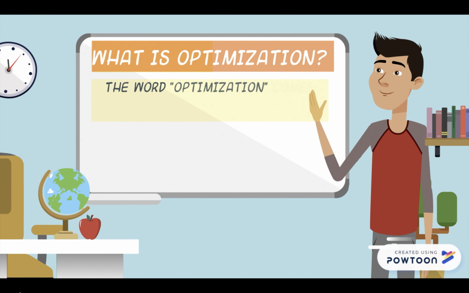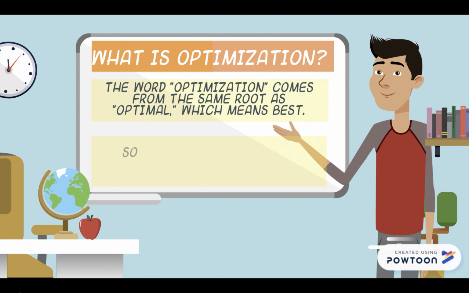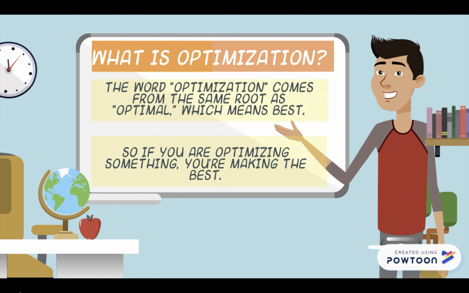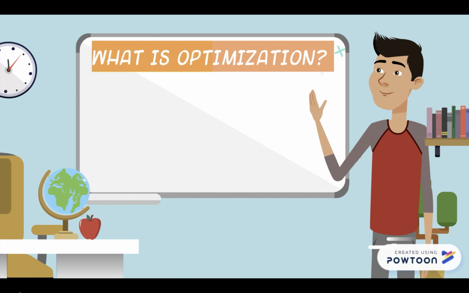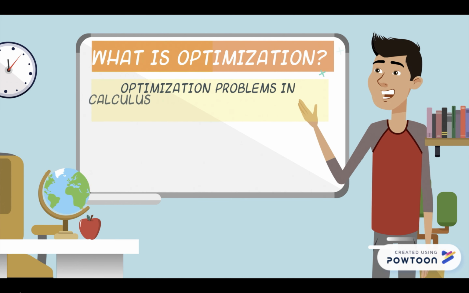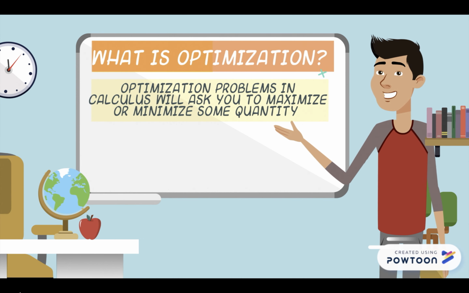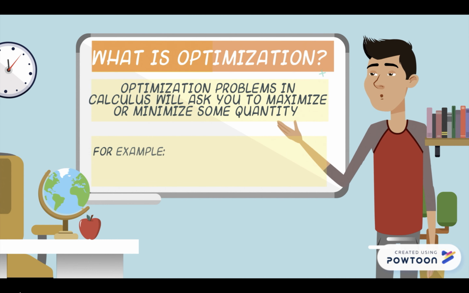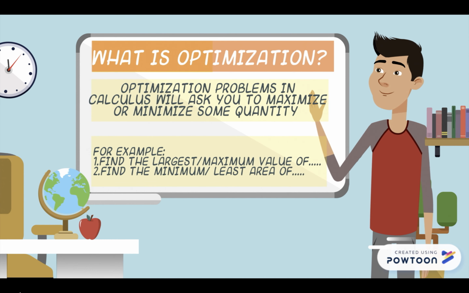The word optimization comes from the same root as optimal, which means the best. So if you are optimizing something, you're making the best out of it, right? But in calculus, optimization problems will ask you to maximize or minimize some quantity. For example, finding the maximum or minimum values or areas.